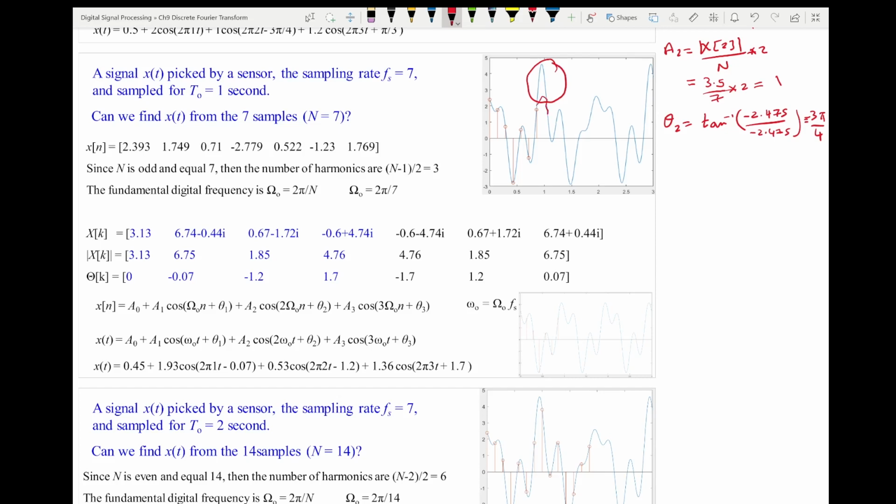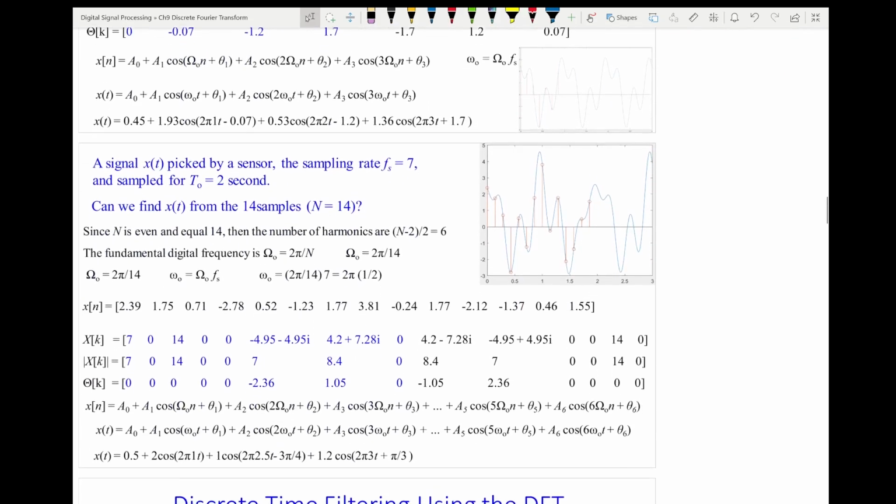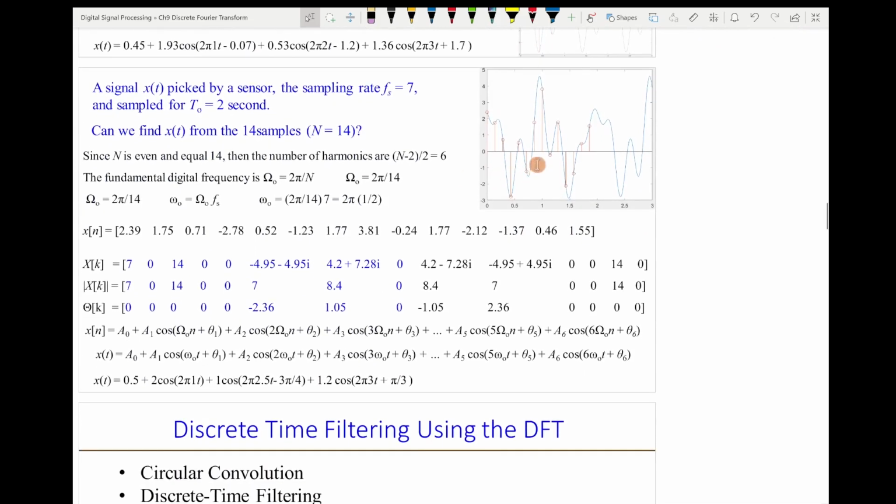So then what's the solution? Well, the solution is the following. When you look at this signal, you can see it repeats itself every 2 seconds. So this point here repeats itself every 2 seconds. So my sampling segment should be 2 seconds. Now if I sample the signal for 2 seconds, I will get 14 samples.